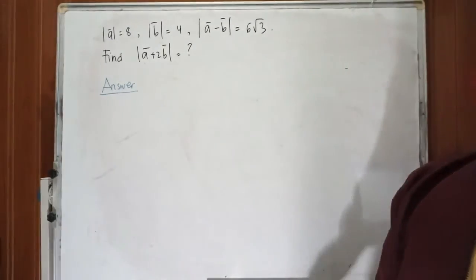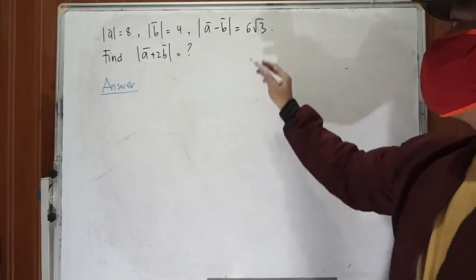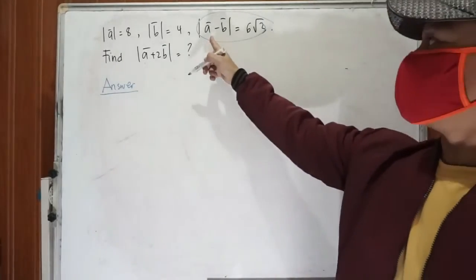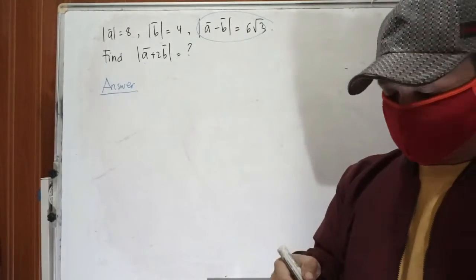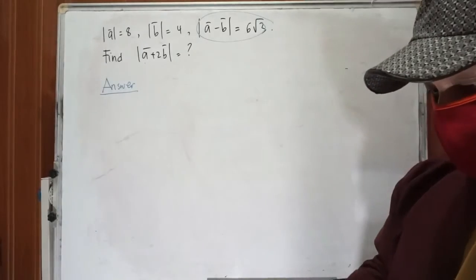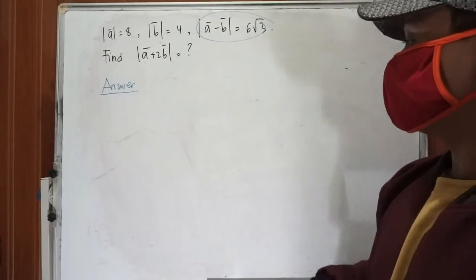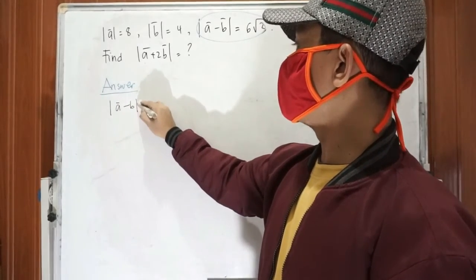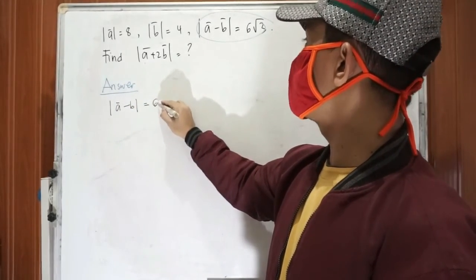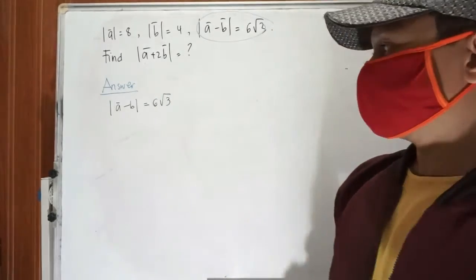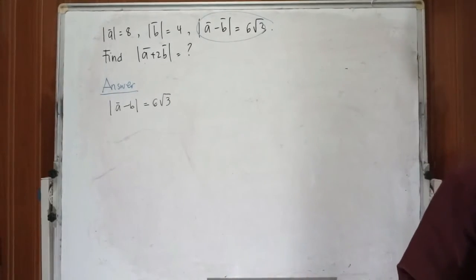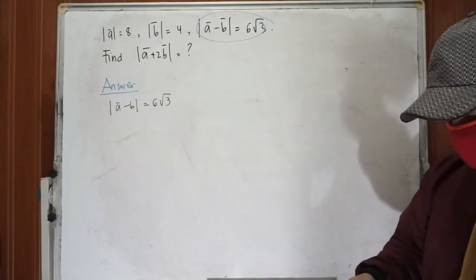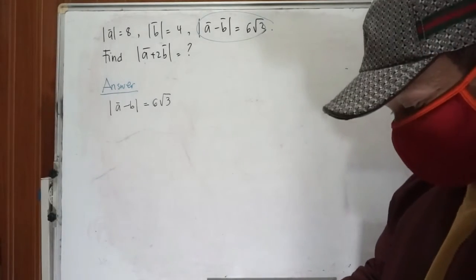How to solve this question? First, you have to expand this information. Magnitude of A minus B equals 6 root of 3. Students, you know this formula, yeah?